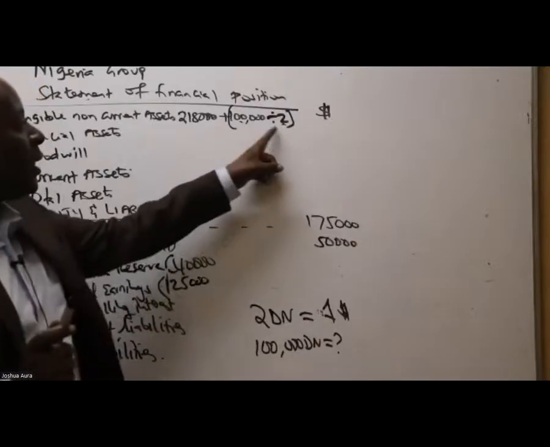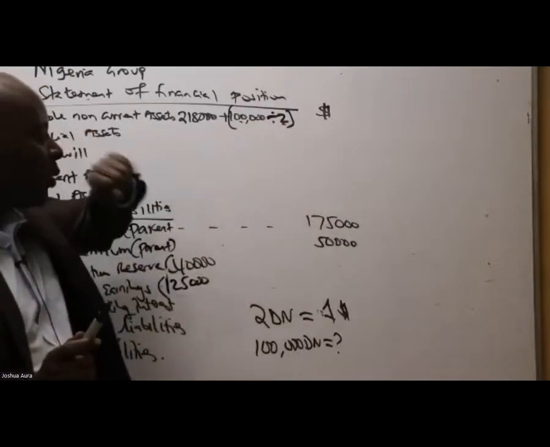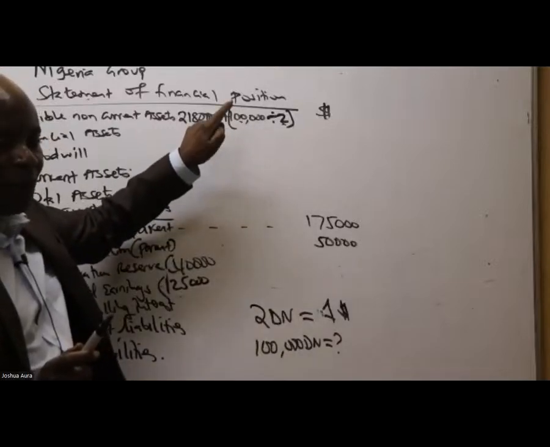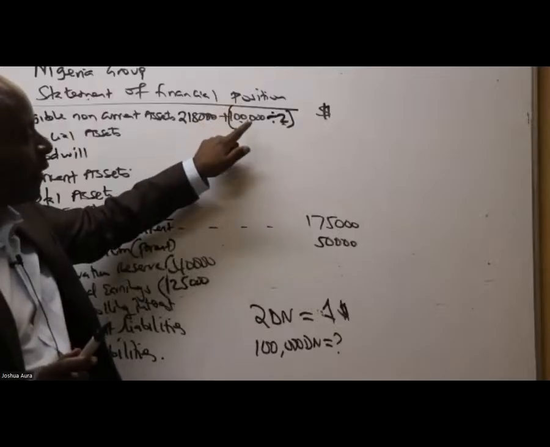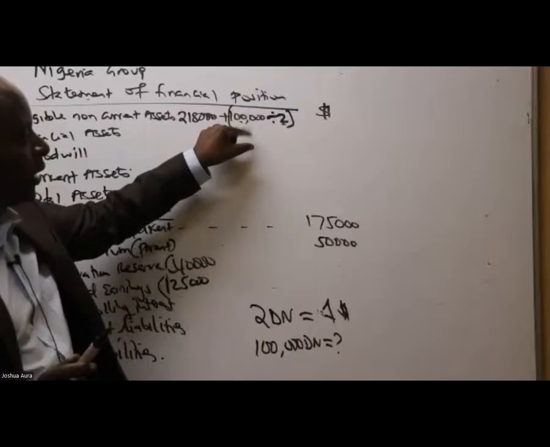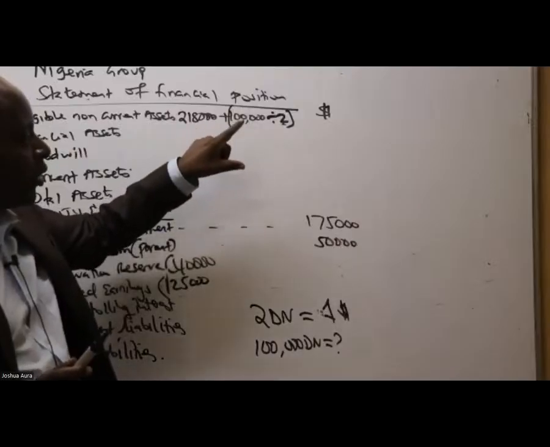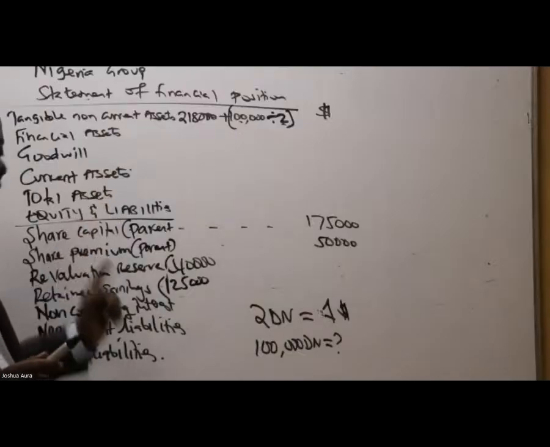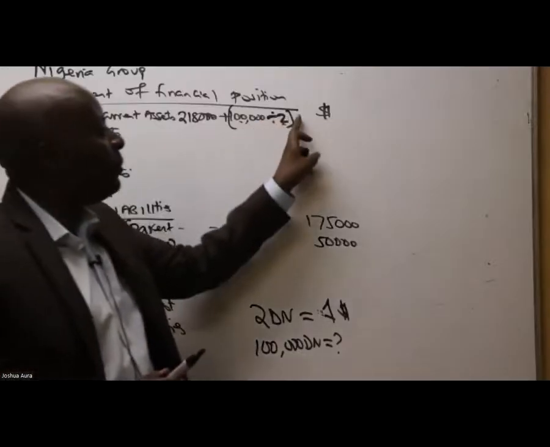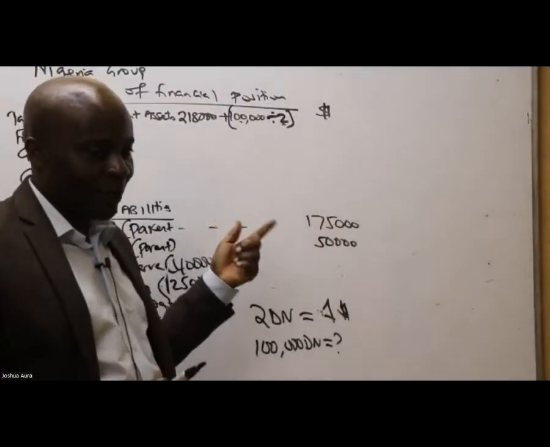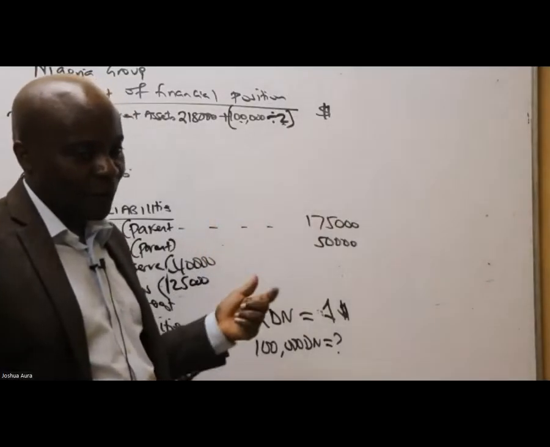If it's DN and DN, the only way of doing away with the DN is to divide, for purposes of canceling DN and DN. You divide like that. Don't yet pick up your calculator, because later on, I'll be bringing in the issue of revaluations. Remember, later on, we shall be bringing in revaluations.